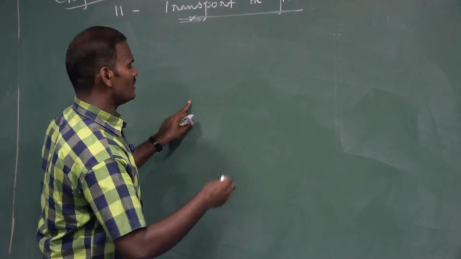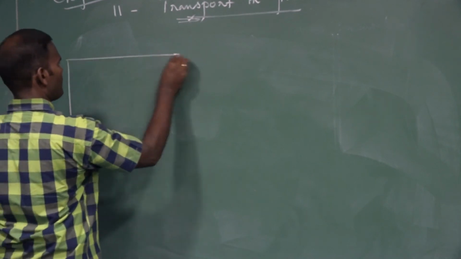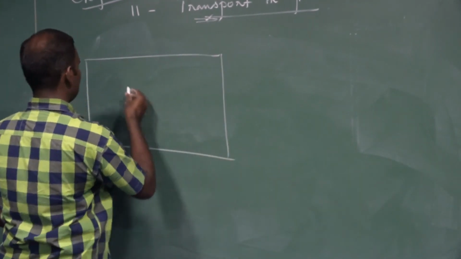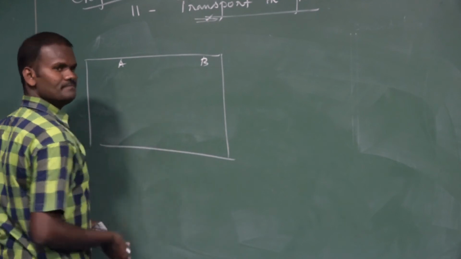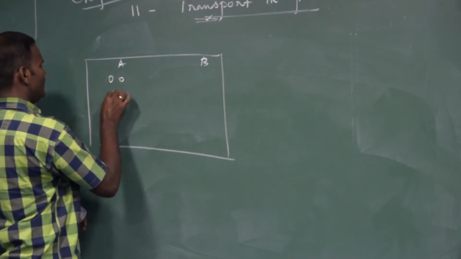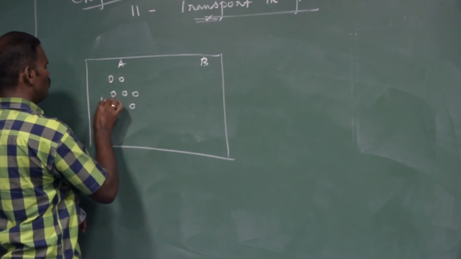Okay. How can we define the term diffusion? Take A and B regions. A region contains solute particles.